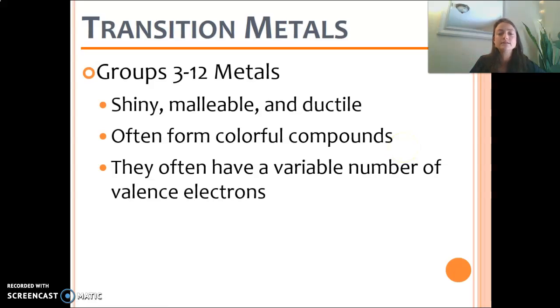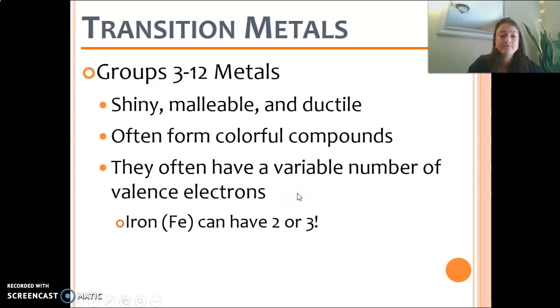So remember, a compound is when you combine different elements together, and that compound can have different physical and chemical properties from the elements themselves. And so specifically our transition metals are going to form really colorful compounds. Transition metals also can have a different number of valence electrons.